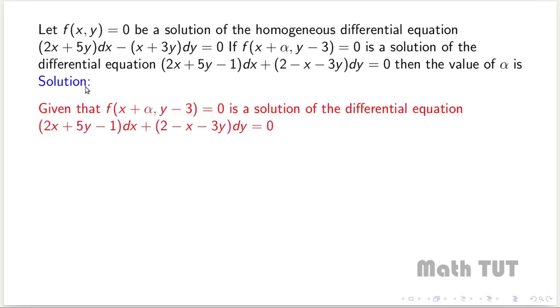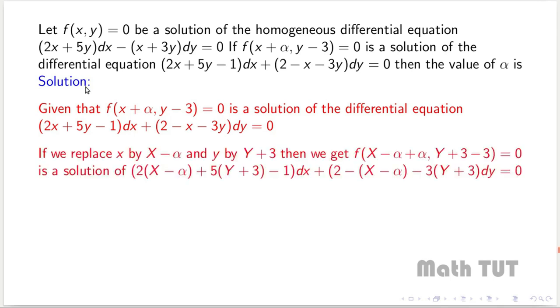So what we do here is, given that f of x plus alpha, y minus 3 equal to 0 is a solution of the differential equation (2x plus 5y minus 1) dx plus (2 minus x minus 3y) dy equal to 0, we replace x by x minus alpha and y by y plus 3. Then what we get is f of x minus alpha plus alpha, y plus 3 minus 3 equal to 0 will be a solution of 2 times (x minus alpha) plus 5 times (y plus 3) minus 1 dx plus 2 minus (x minus alpha) minus 3 times (y plus 3) dy equal to 0.